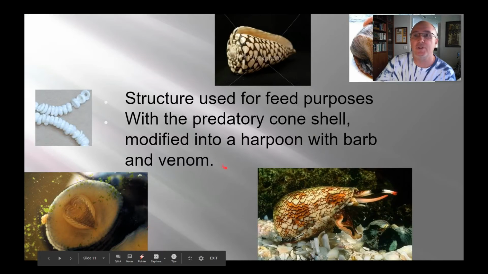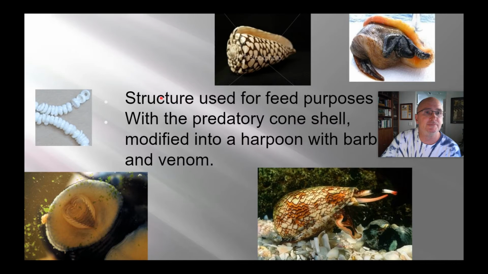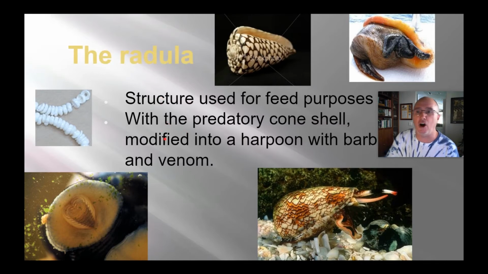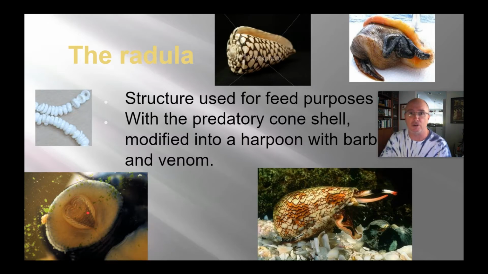All right, so let's talk a little bit about the radula. This is a hard little structure, very tough and abrasive, and quite often you can kind of see it down here. This is a limpet right here. So this is something that they scrape the rocks, or scrape whatever they're feeding on, to get food off of it.